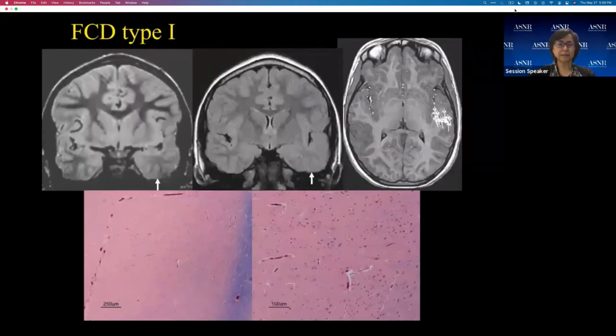So let's have a look at some examples of focal cortical dysplasia, starting with FCD type 1. In this example, in a patient with left temporal lobe epilepsy, there is mild increased abnormal signal on FLAIR and proton density in the left anterior temporal lobe.